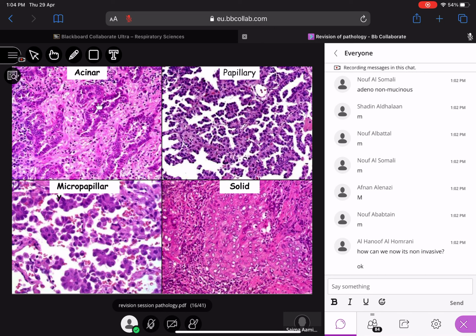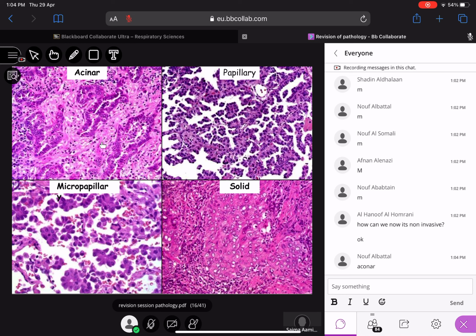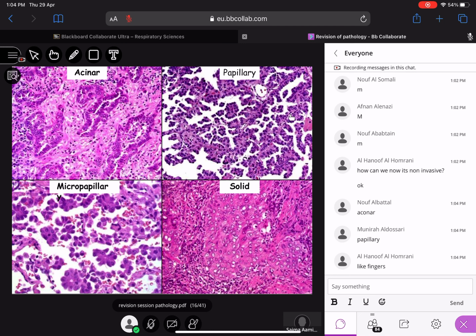Okay, what is the type of adeno here? What do you see? What are these? Acinar, yes. You see these are acini or glands, and you have some desmoplasia and inflammation in the stroma also. So it means that it has already invaded the stroma. What about this one? What do you see here? What are these? Finger-like projections or papilla. So it's papillary adenocarcinoma, exactly.